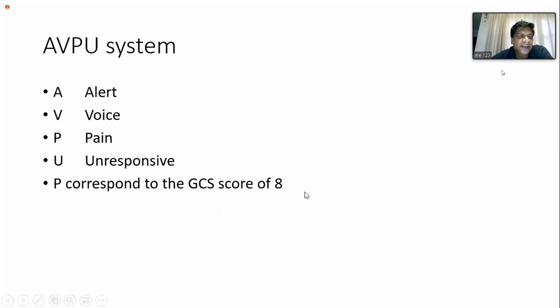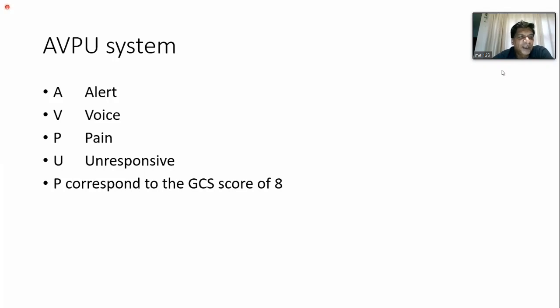A is for alert, that is the patient is alert and responding to the environment. Then if a patient is not responding spontaneously to the environment, but responds only to the voice, then you call it V, right? If a patient is not responding even to the voice, but only to pain, then you call it P. If the patient is not responding even to pain, then call it unresponsive, right?